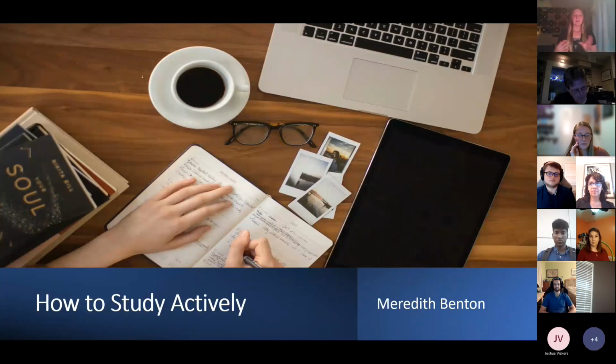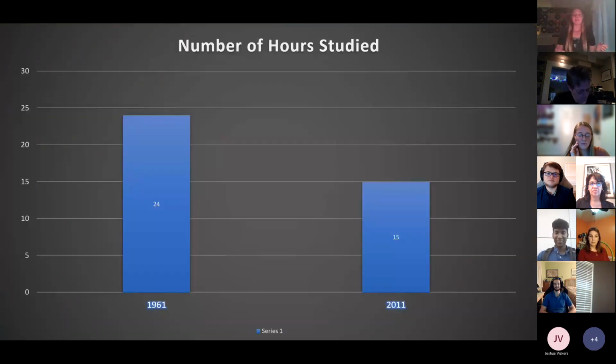Did you know that the amount that college students study on average has dramatically decreased in recent years? According to a 2011 study by the National Survey of Student Engagement, the average number of hours that college students study per week is just 15 hours compared to 24 hours in 1961. So you may be wondering, what has caused this dramatic decrease in average hours studied?